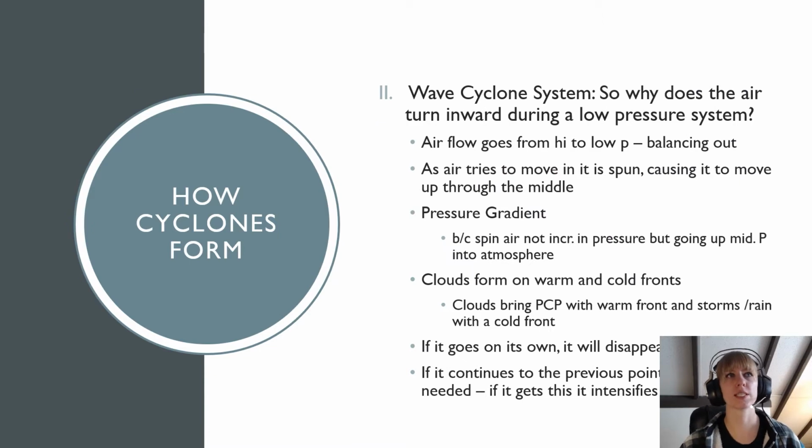Part two is the cyclone system. So the air will turn inward during a low pressure system. Why? Because airflow goes from high to low pressure, which balances things out.